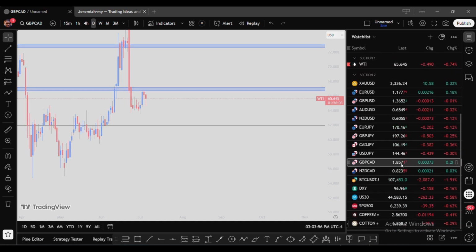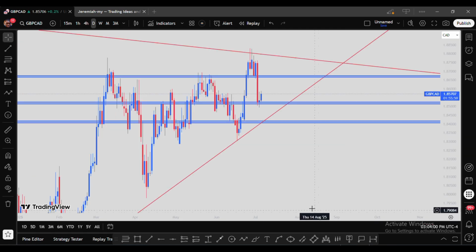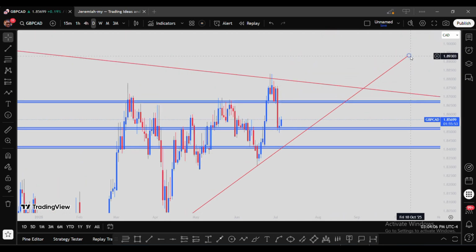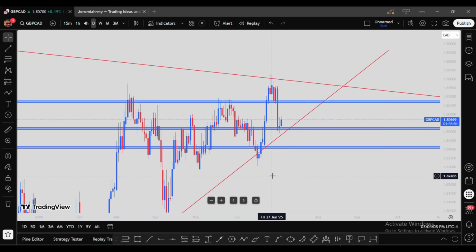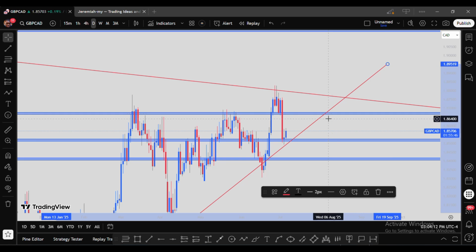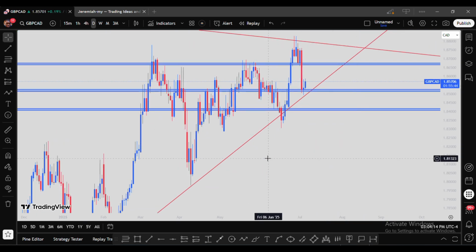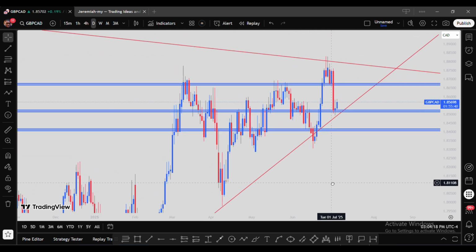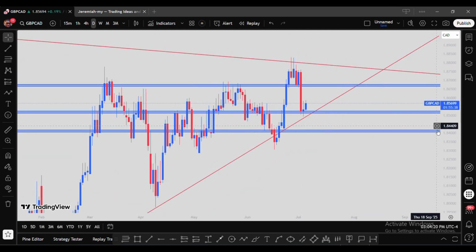So we did analysis on GBPCAD as well, and at the time, what I was waiting for on GBPCAD is, this was how I drew this trend at the time. Okay, so at the time I was expecting, we have a first touch and also a second touch. So I was expecting price to continue heading back to the downside.